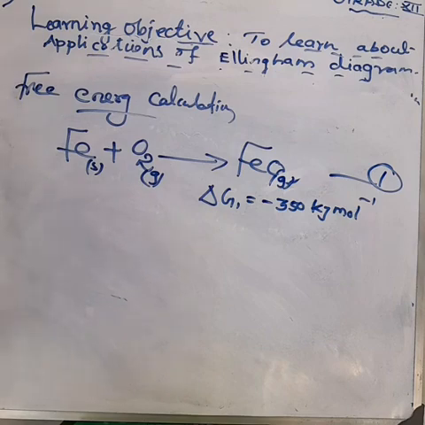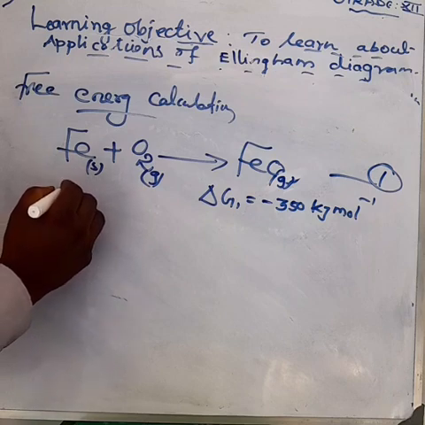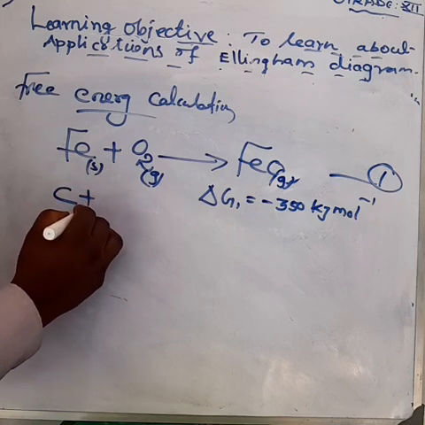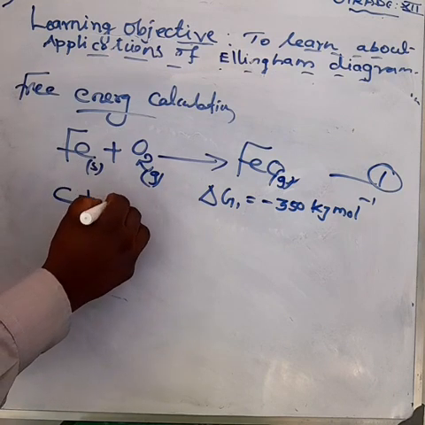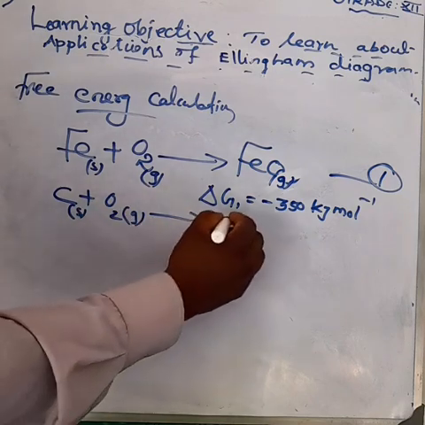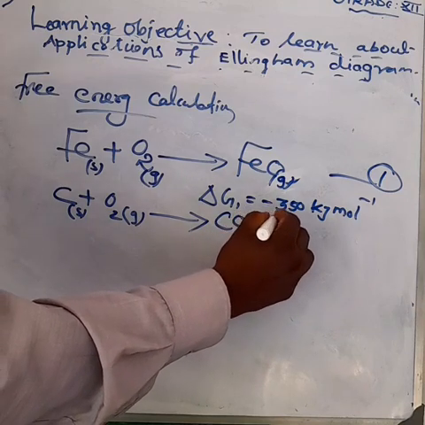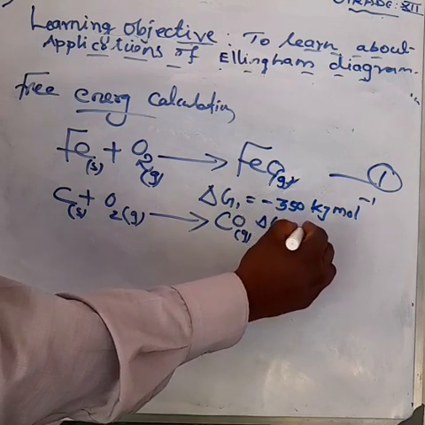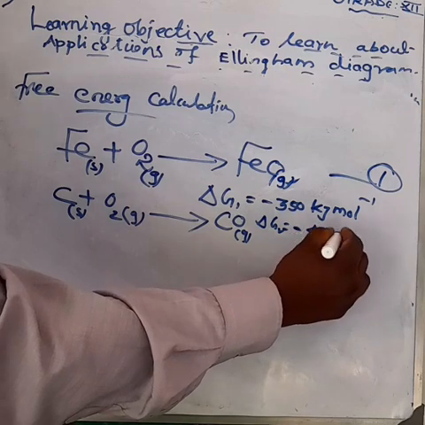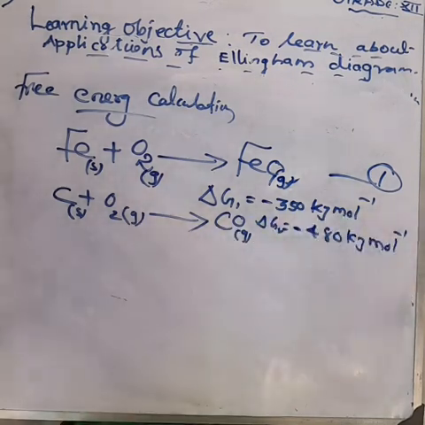Second one: carbon, a solid, reacts with gaseous oxygen to give carbon monoxide gas. Here the delta G2 value is minus 480 kilojoules per mole. That is the second equation.